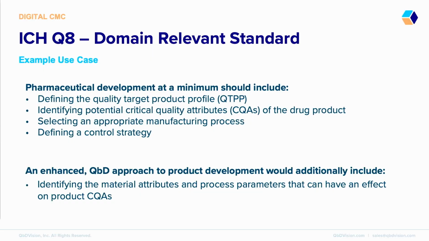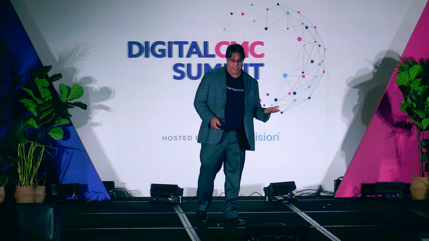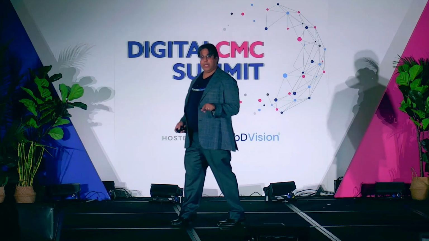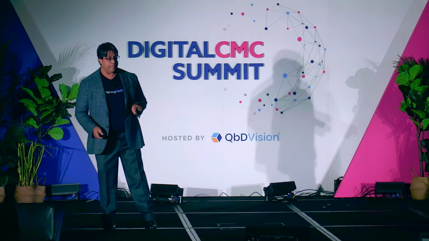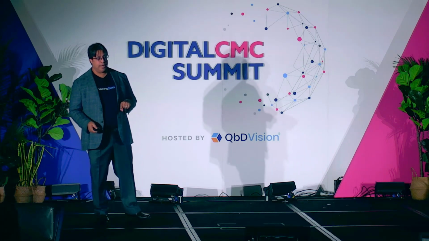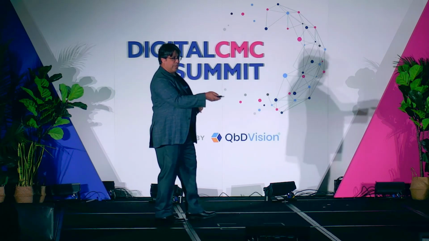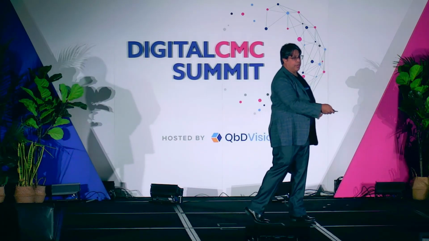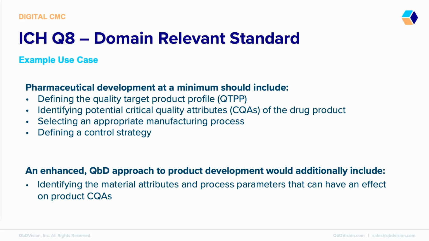Identifying potential critical quality attributes of the drug product. Selecting an appropriate manufacturing process. Defining a control strategy. And then an enhanced QbD approach is to identify the material attributes and process parameters that can have an effect on product CQAs. Now, this is interesting because I think the most recent guidances that I've been reading from the FDA, especially on the cell and gene therapy side, are starting to mandate that earlier, right? They're starting to say, we're asking for that earlier at the IND stage, and if you don't give that to us, you're probably going to end up on a clinical hold. Not fun, right?